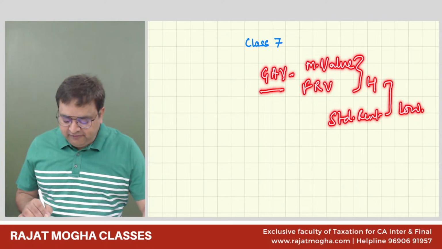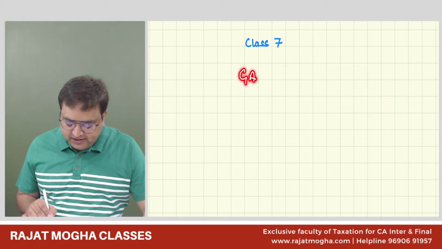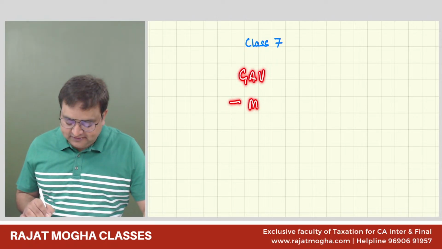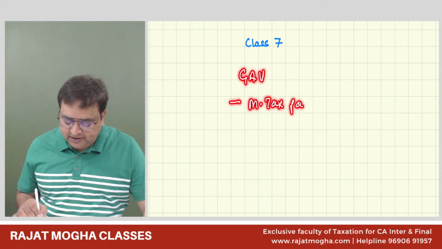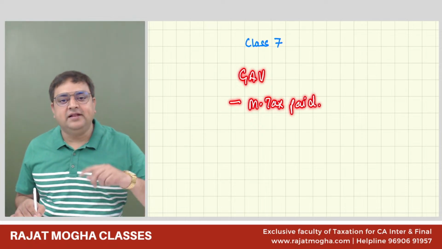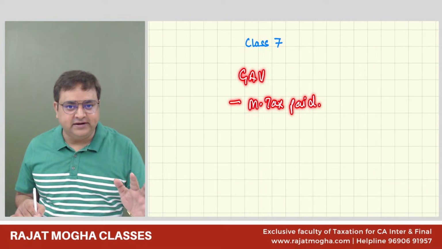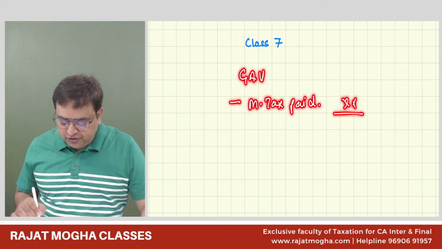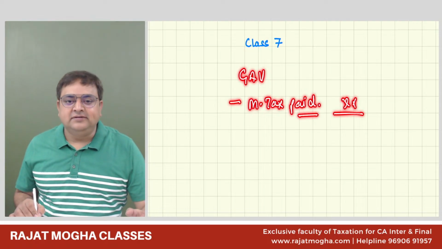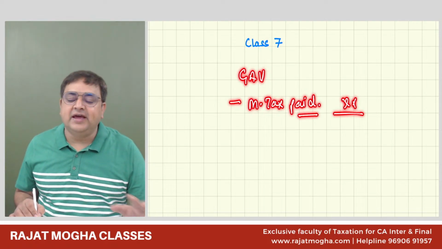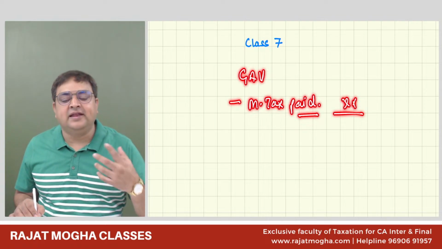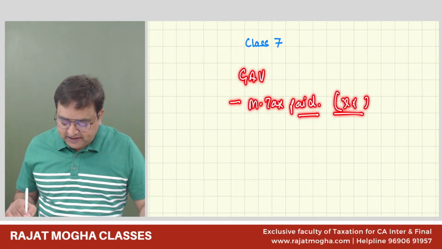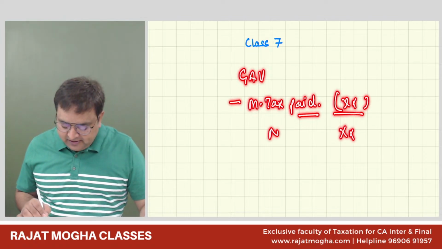From gross annual value, first we have to find out GAV, and thereafter we have to deduct municipal taxes which are paid by the owner. If somebody else is paying, then we cannot subtract it. But if they are actually paid by the owner, then we can subtract it. And it should be actually paid during the year. If it is not paid, it is due, then we cannot allow it. So it is allowed on payment basis, on cash basis. If you pay during the year, then only you can subtract it. Then you will get your NAV, net annual value.